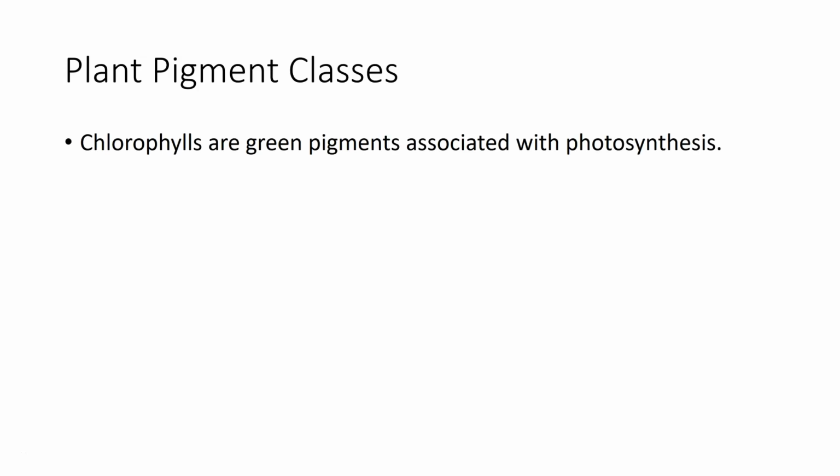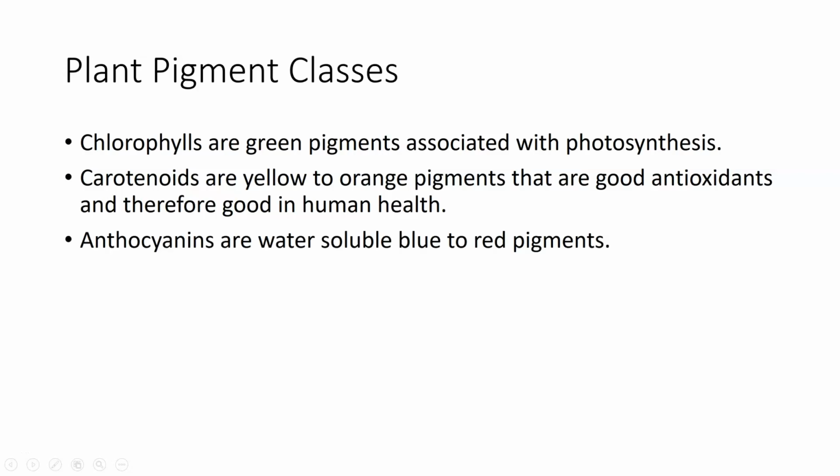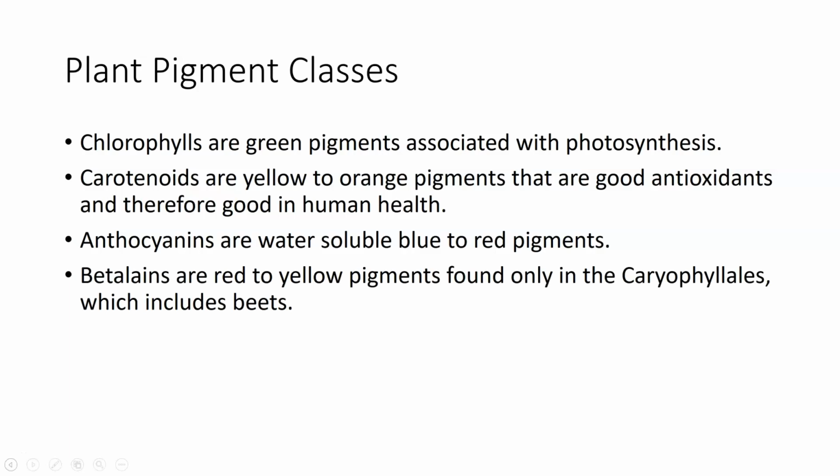Chlorophylls are green pigments associated with photosynthesis. Carotenoids are yellow to orange pigments that are good antioxidants and therefore good in human health. Anthocyanins are water-soluble blue to red pigments. Betalains are red to yellow pigments found only in the Carotenoids, which include beets.